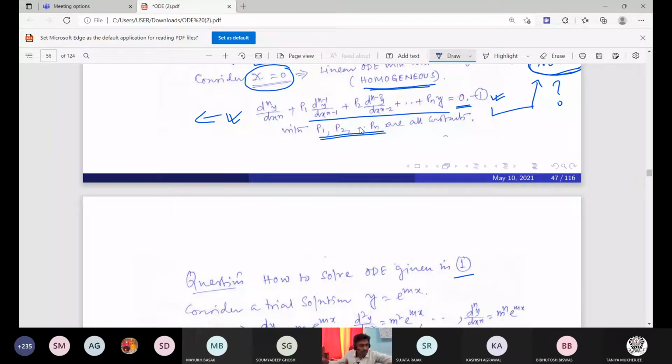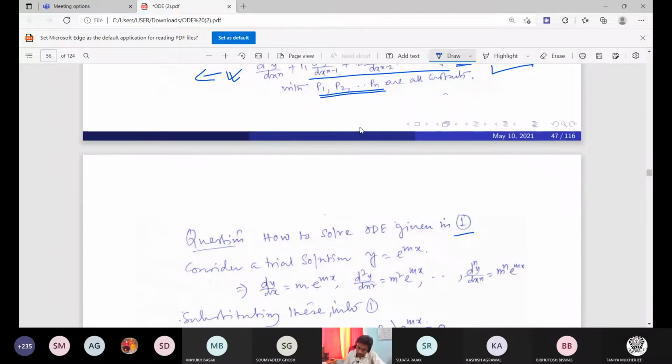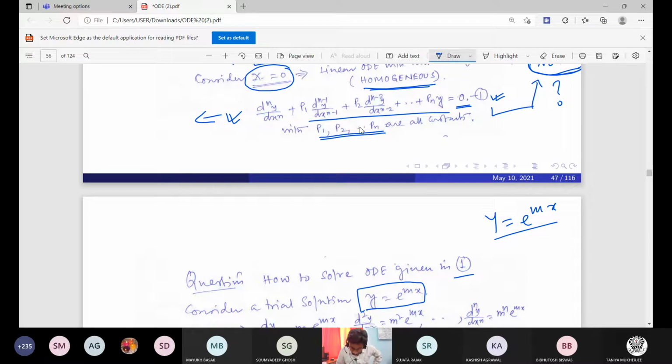So for this type of equation, we often consider a trial solution. The trial solution that we consider is y equals e to the power mx. The question is why we always consider y equals e to the power mx as the trial solution. To understand that, we have to go through one theory. See here, let me highlight that one, and then I will say why e to the power mx is the most suited trial solution.